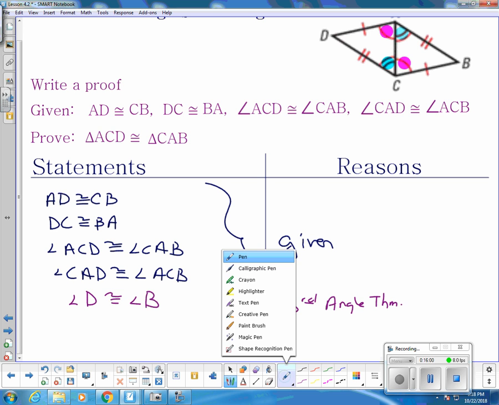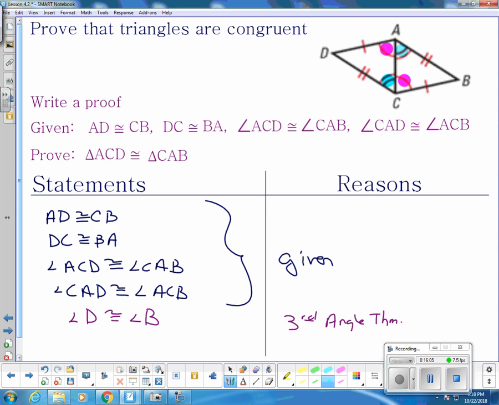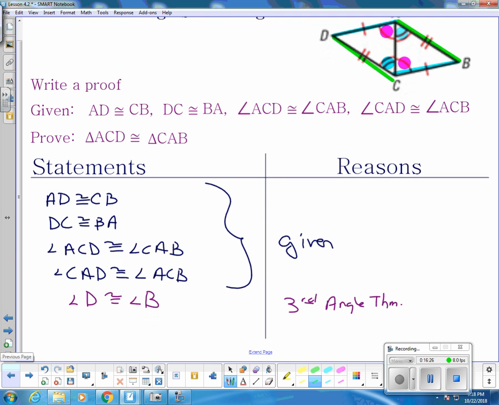Okay. We were given that AD corresponds with CB, BC corresponds with AB. What is the third side to the triangle? AC is corresponding to AC, right? Is that possible for AC to be congruent to itself? Sure thing. Why is AC congruent to AC? What property tells me that?